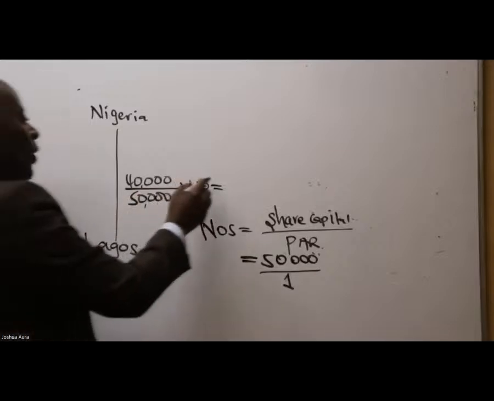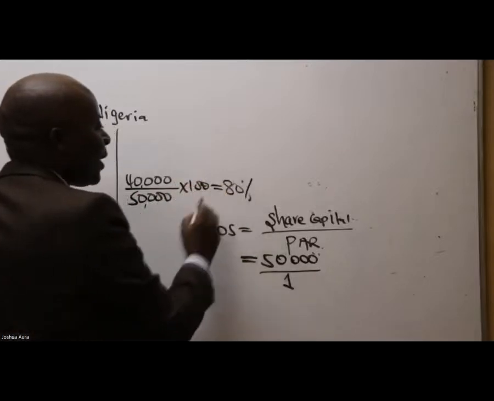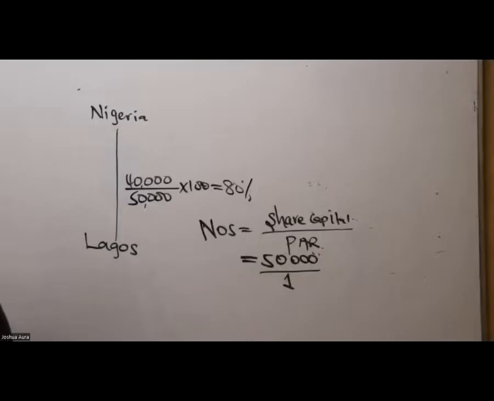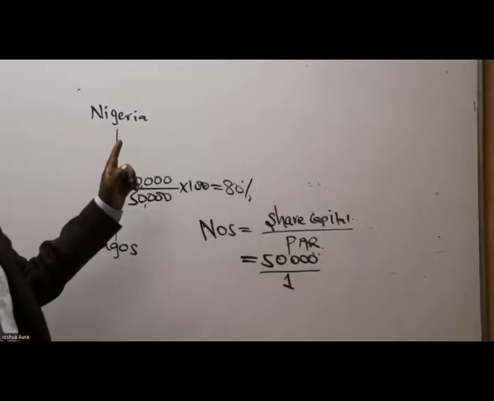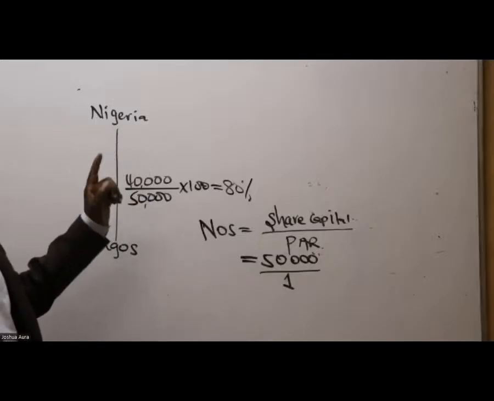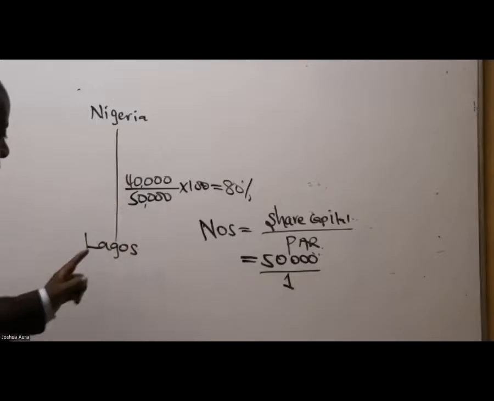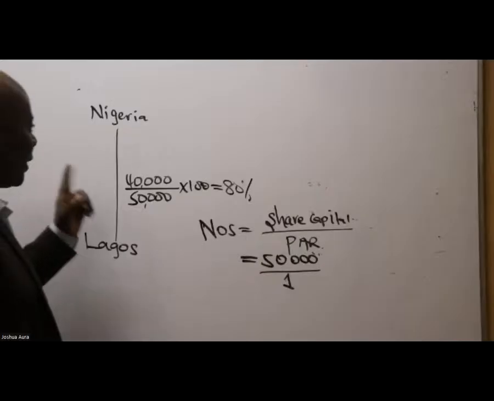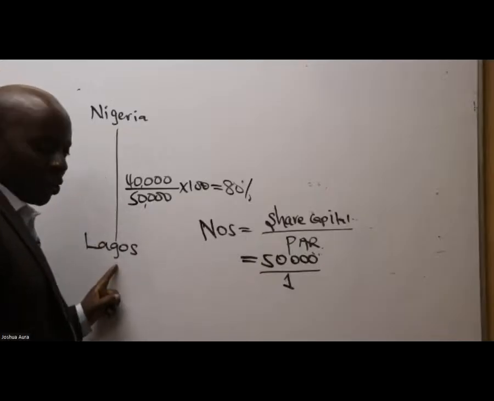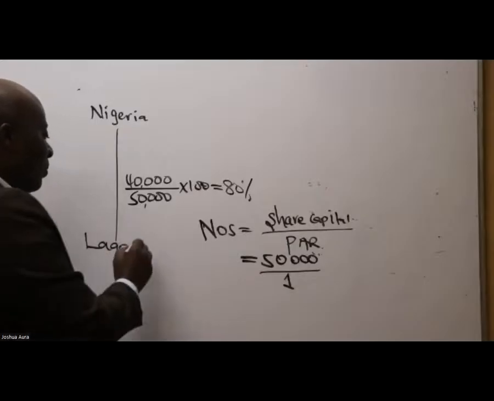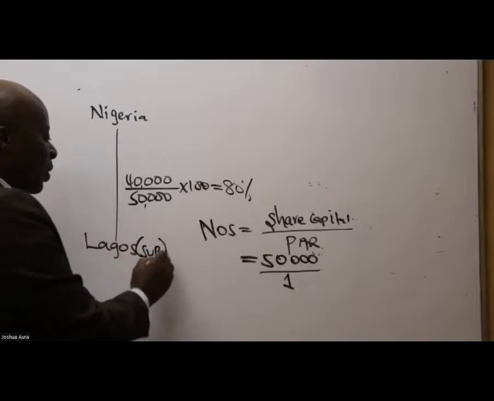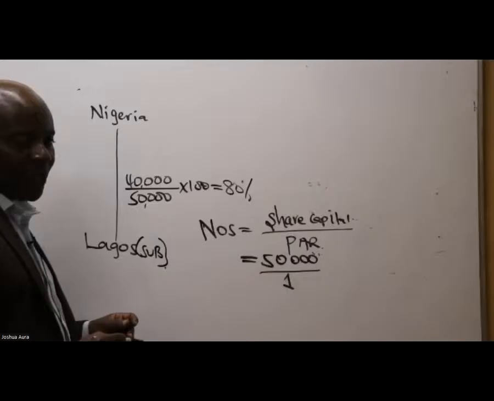So what do you think of 80%? Don't you think 80% is way too high? 80% is too high. Automatically, that means what here? Control. It means that Nigeria is controlling Lagos. It means that Lagos automatically becomes our subsidiary.